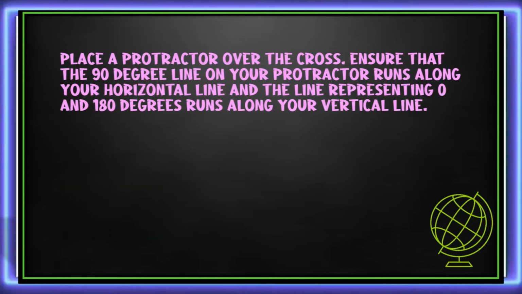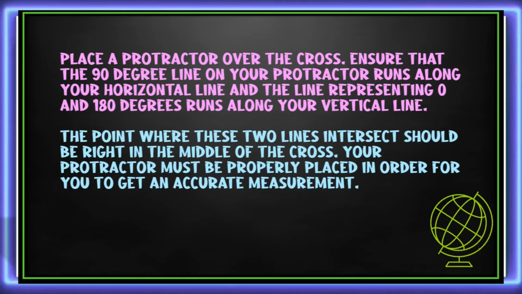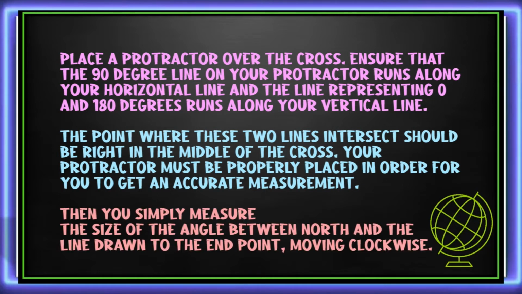Place a protractor over the cross. Ensure that the 90-degree line on your protractor runs along your horizontal line, and the line representing 0 and 180 degrees runs along your vertical line. The point where these two lines intersect should be right in the middle of the cross. Your protractor must be properly placed in order for you to get an accurate measurement. Then, you simply measure the size of the angle between north and the line drawn to the end point, moving clockwise.